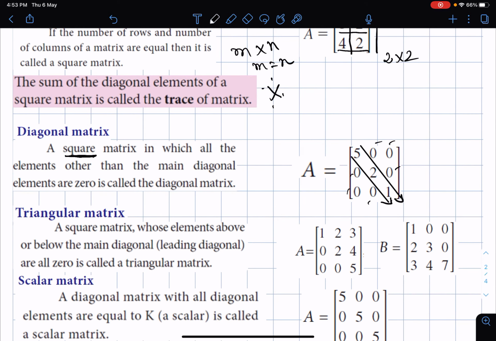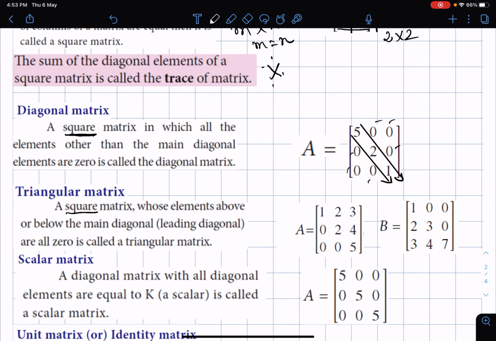This is again going to be a square matrix. And what is the difference between diagonal and this? In the triangular matrix, the elements below the leading diagonal. See here in this, it is below, and here it is above the leading diagonal. So either below or above, the elements are all 0. So if it is 0, then such a type of square matrix is called a triangular matrix.